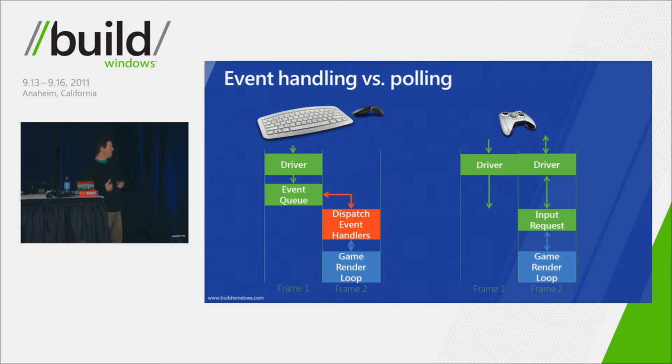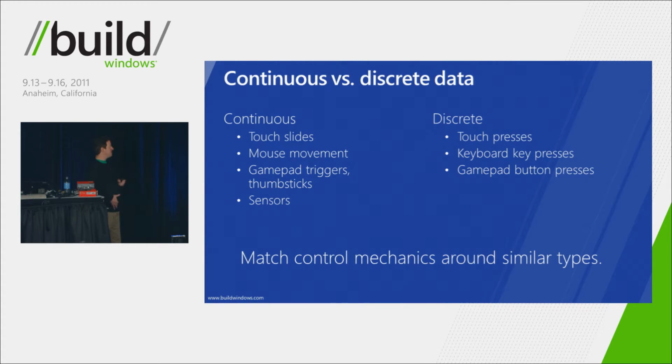And some APIs, of course, are polling only, like XInput. You have to use a polling approach for that. And then some APIs, like the touch APIs, are generally event handled only. So you'll be mixing this in your game. And this kind of leads into another concept of continuous versus discrete data.